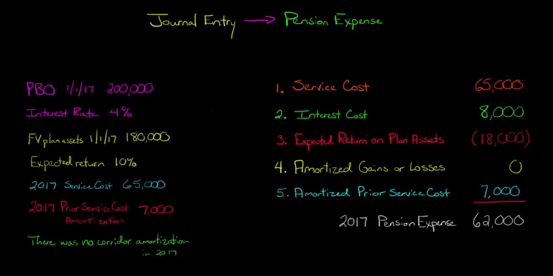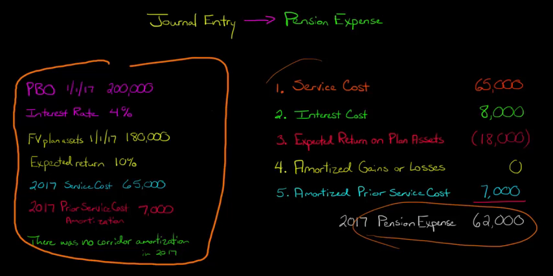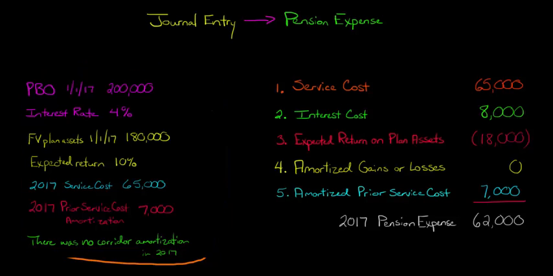In our last video, we looked at a sample company and computed their pension expense for 2017, and we talked about how it was a component of these five things right here: the service cost, interest cost, expected return on plan assets, amortization of any actuarial gains or losses, and amortization of any prior service cost. Now I want to show you the journal entries that we would make to reflect this increase in pension expense.